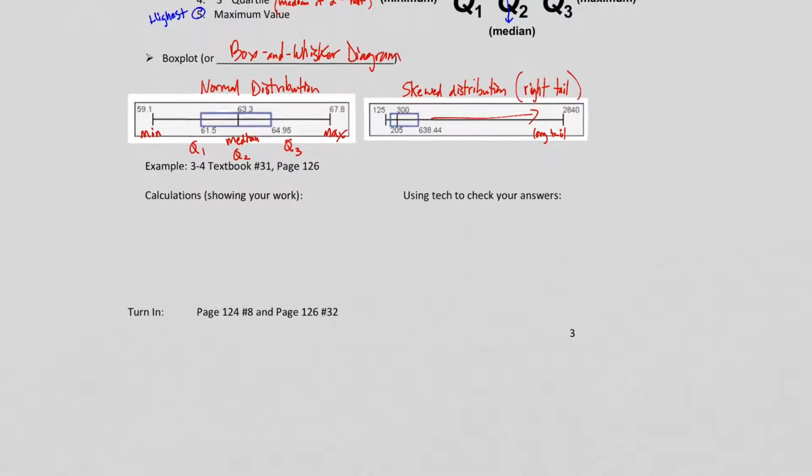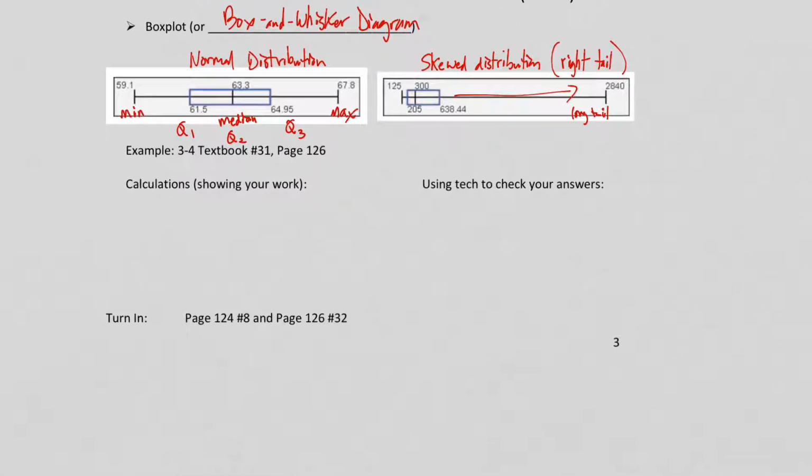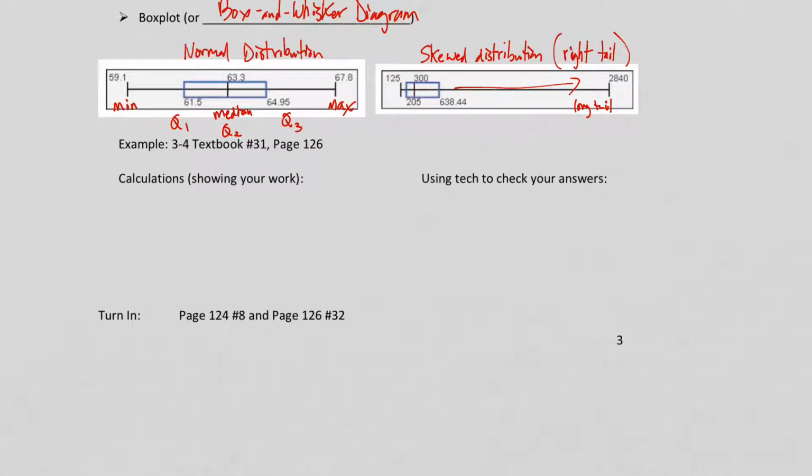Okay, so let's go ahead and look at an example from the textbook, number 31 on page 126. Because you're going to have to do this in your homework, and I just wanted to show you the manual way, but basically you can always just use technology to check your answers. But you do need to know how to break the numbers down by hand, without a calculator.